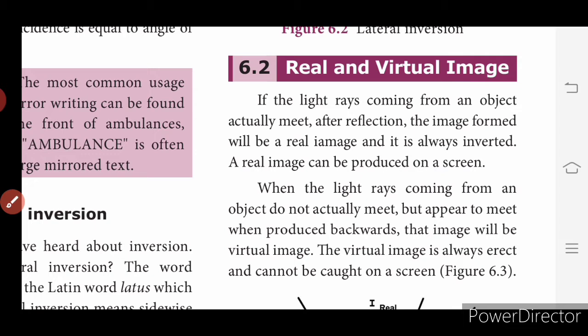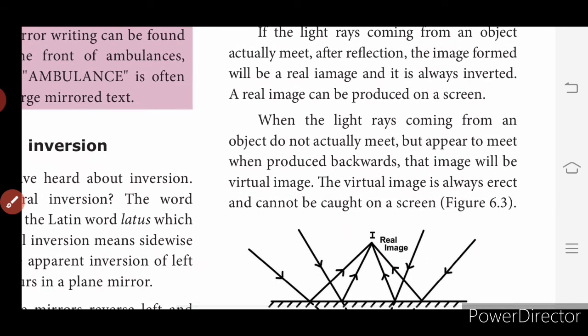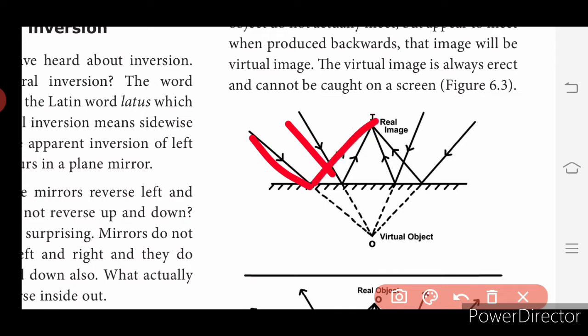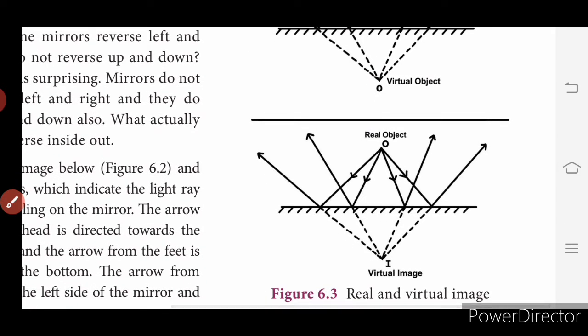When the light rays coming from an object do not actually meet but appear to meet when produced backwards, see the diagram. You can see the rays that touch the mirror and bounce back and meet at one particular point. That is called a real image. And if you extend the rays at the back side, they again meet at one point. That point is called O and it is defined as a virtual image. This is the difference between a real image and a virtual image.